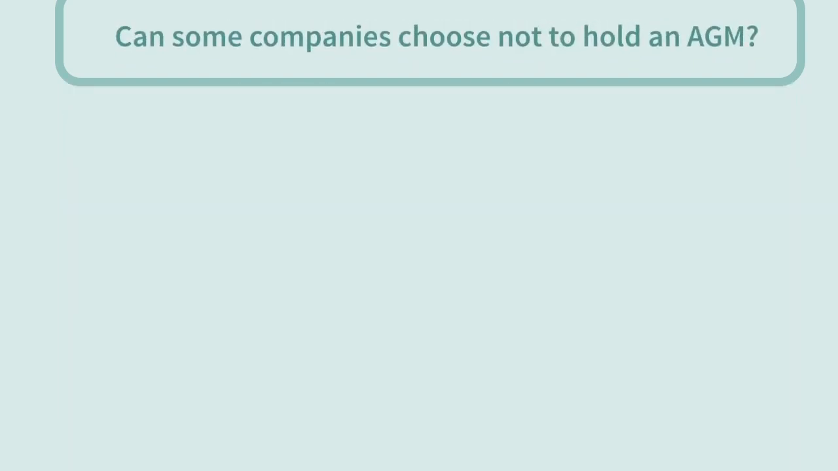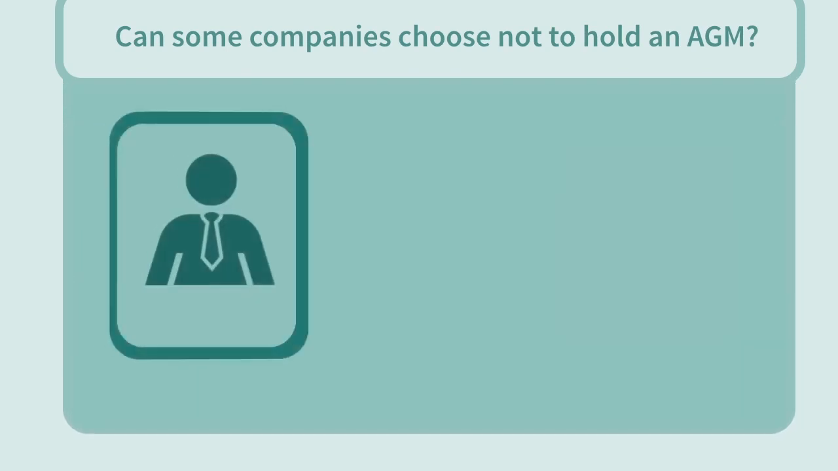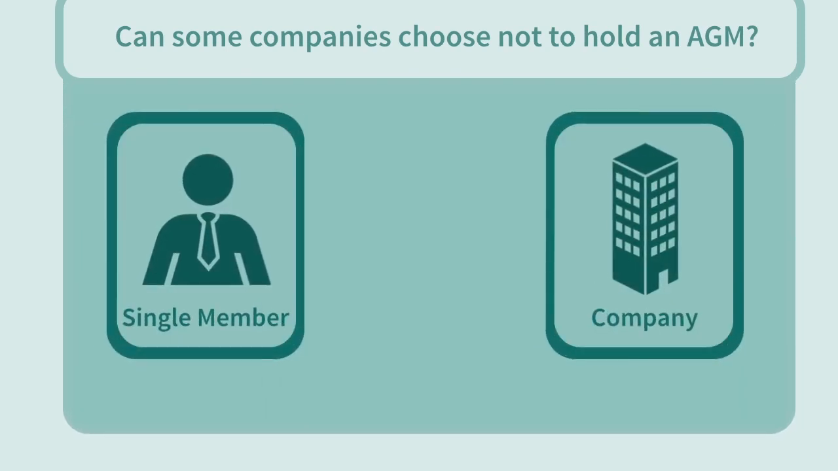Can some companies choose not to hold an annual general meeting? A single-member company can decide not to hold an AGM. The sole member must put this decision in writing and send it to the company. The accounting documents that a company would normally give to members at an AGM must instead be sent to the sole member within the time limits set out in the law.